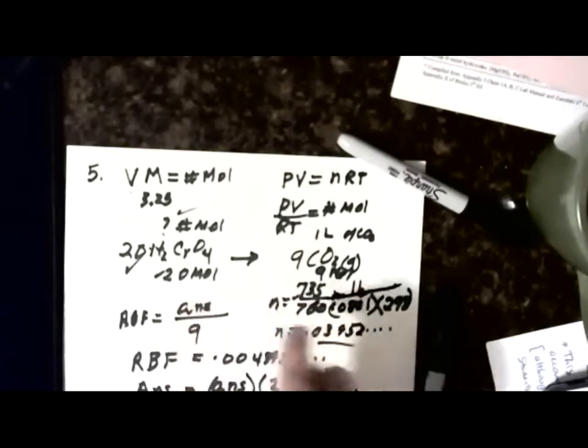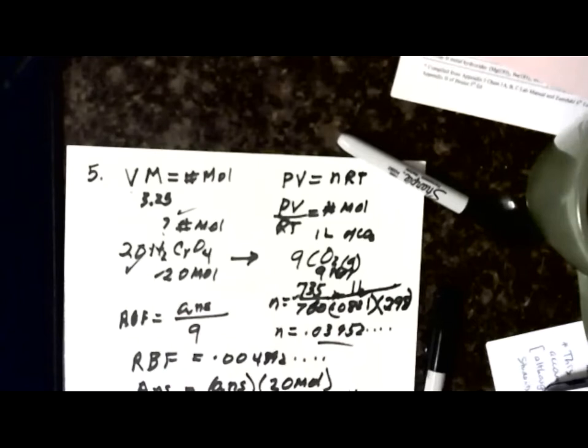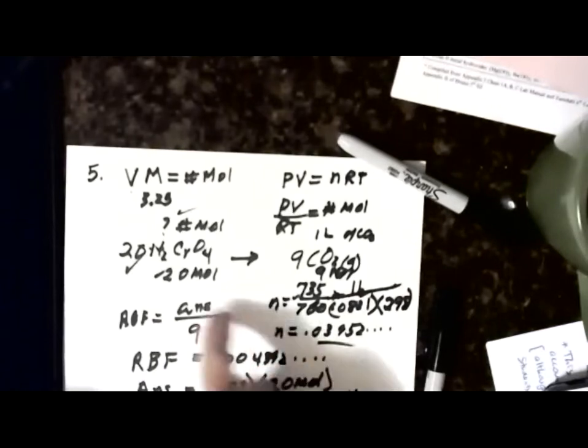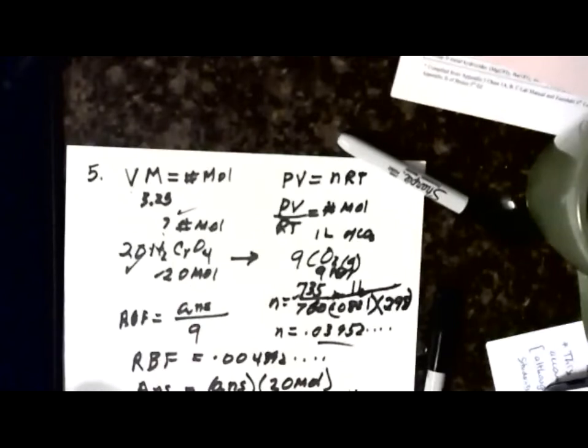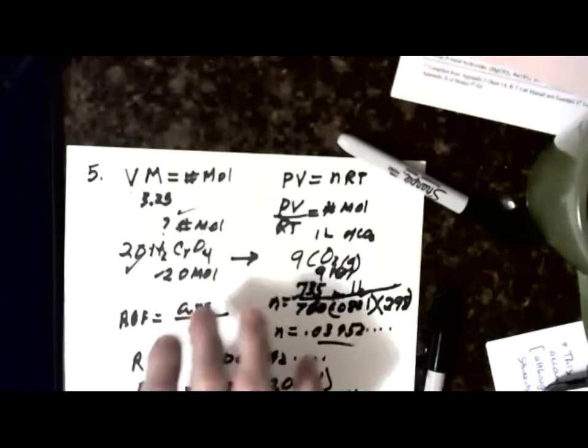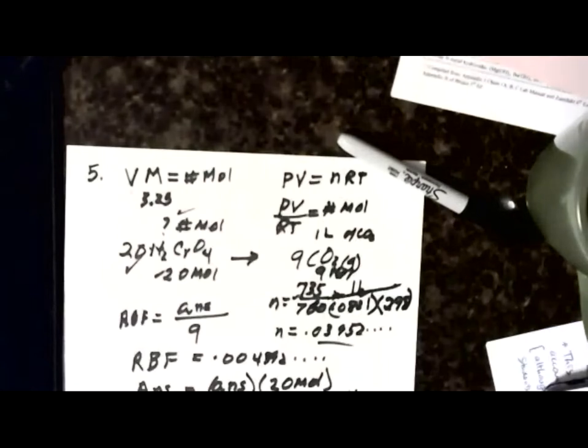I take the number of moles and divide by 9. So I take my answer, divide by 9. I get 0.00434. That's correct. Then I need to multiply that by 20. And that gives me the number of moles of the chromic acid. I think that's probably where the mistake was. Yes, that's not what I got. So I made the mistake right there.